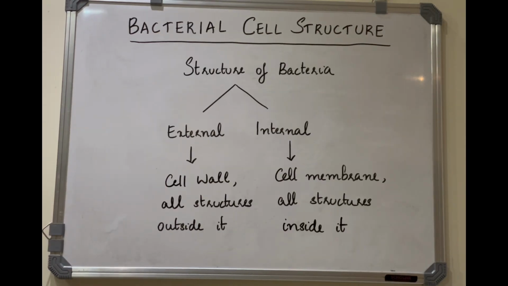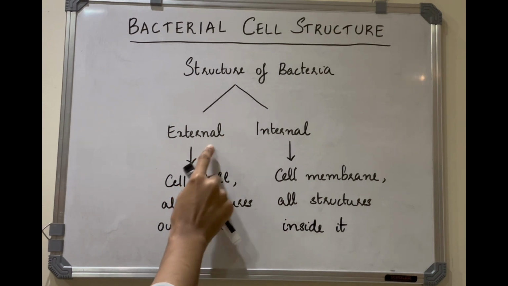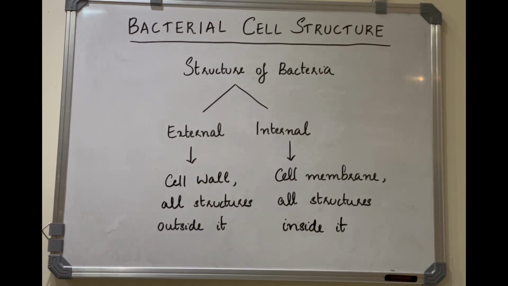So now let's discuss each part of the bacterial cell in detail. The structure of a bacterium can be studied as external and internal structures. The external structures include the cell wall and all structures outside the cell wall, which means it includes the cell wall, capsule, flagella, fimbriae or pili, sheath and prosthecae.